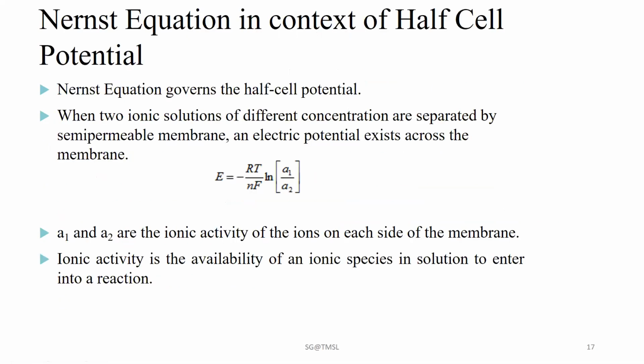So in half cell potential, the Nernst equation is used to find out the different ionic activity. When two ionic solutions of different concentrations are separated by a semi-permeable membrane, an electric potential exists across this membrane, which is equal to minus RT by nF log of a1 by a2, where a1 and a2 are the ionic activity of the ions on each side of this membrane. And this ionic activity is the availability of an ionic species in solution to enter into a reaction, which I have considered in the first line.